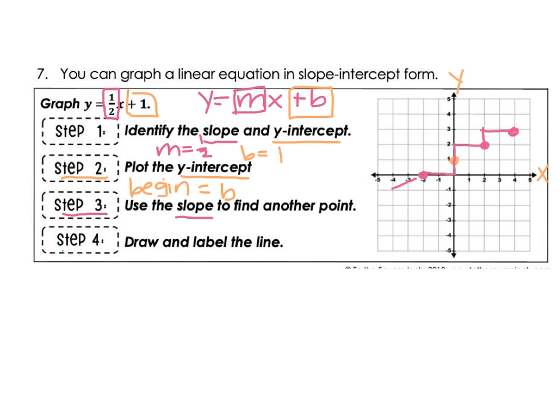So step 4, draw a line and label the line. We're going to connect our points and draw our line going through. We don't really have to label this one. I'm fine with you just drawing your line. So that's the steps for how to graph. You'll want to write these somewhere. Make sure you have step 1, 2, 3, and 4.